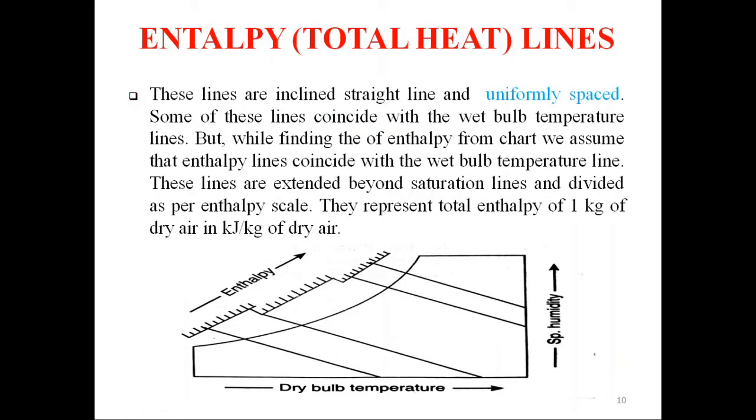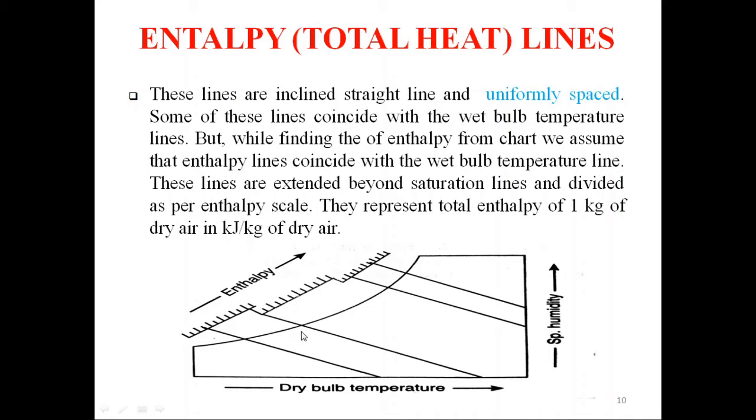Next is enthalpy or total heat lines. These lines are inclined straight lines and uniformly spaced. Some of these lines coincide with the wet bulb temperature lines, but while finding the enthalpy from the chart, we assume that enthalpy lines coincide with the wet bulb temperature lines. So these are also inclined straight lines. So while finding the value from the chart, we generally assume that wet bulb temperature and the enthalpy lines coincide with each other.